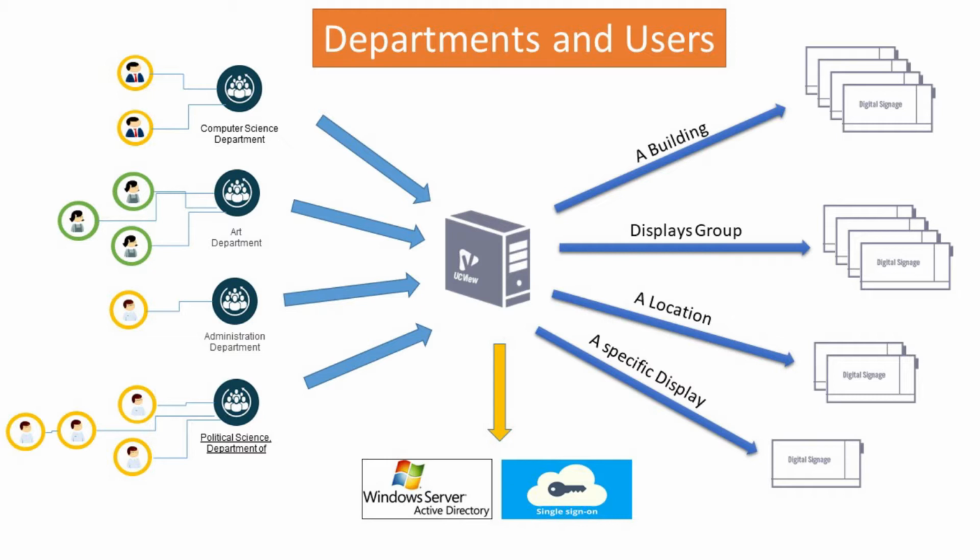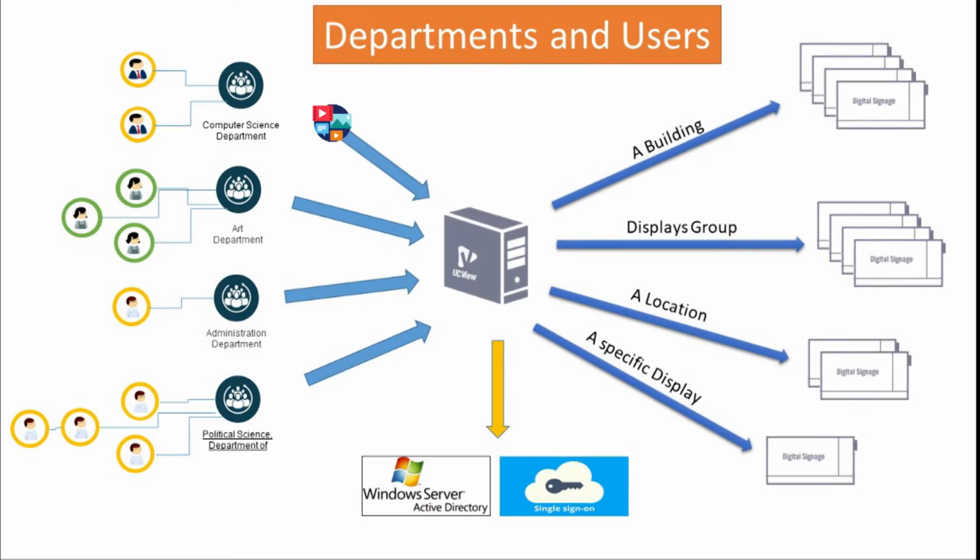UCView Departments can have their own users and have limited or full access to one or more locations or groups of locations. A UCView department gives the admin the ability to control a single user or a group of users with specific settings and access control to the level of a zone and a display.